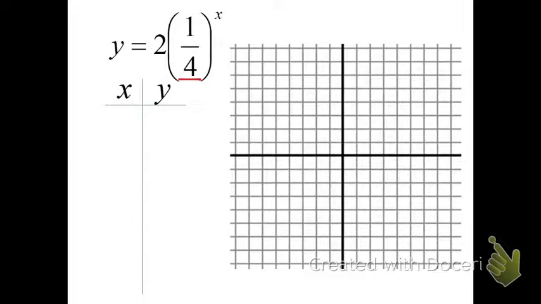This number right here is less than 1 but bigger than 0. So that's why this one's going to be decay. Now, this is a different example because we have a 2 in front of it, so that's going to be okay, but there's just a little bit more work to do. So we're going to plug in -2.